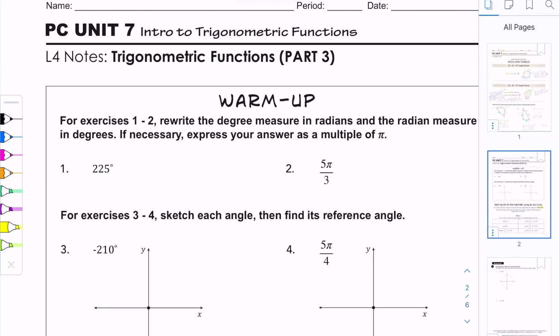Today we're going to continue learning about trig functions, and we're going to specifically look at the unit circle today. This is also a fairly long note sheet with quite a bit of info on it, so I'm only going to go over the first couple of pages.